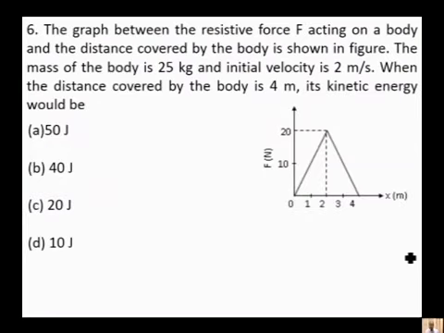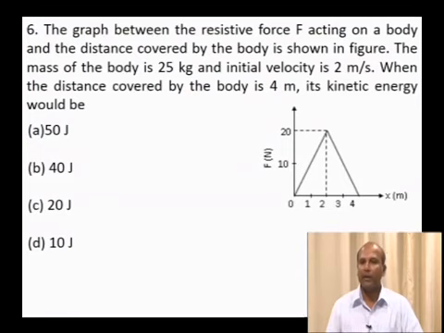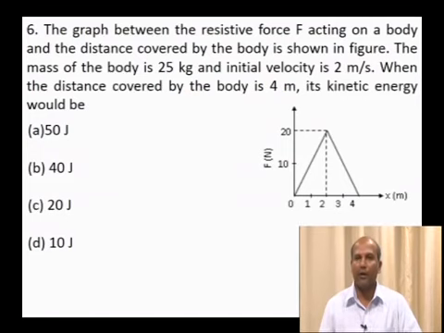So this is a graphical question. The graph between resistive force F acting on a body and the distance covered by the body is shown in the figure. The mass of the body is 25 kg and initial velocity is 2 meter per second. When the distance covered by the body is 4 meter, its kinetic energy would be, they are asking you to calculate the kinetic energy. You see the graph clearly.